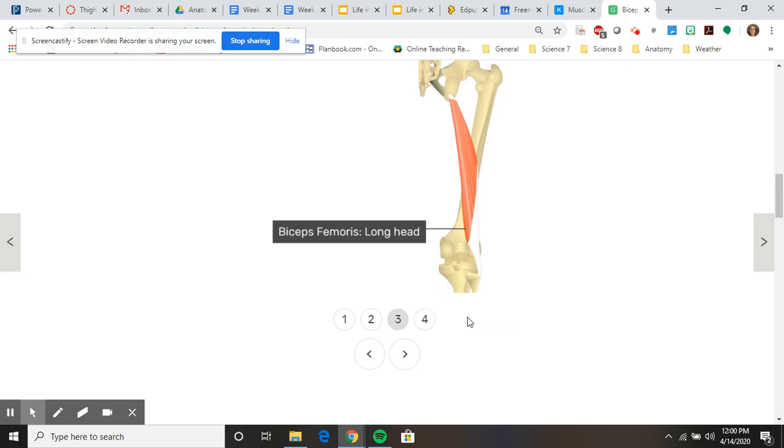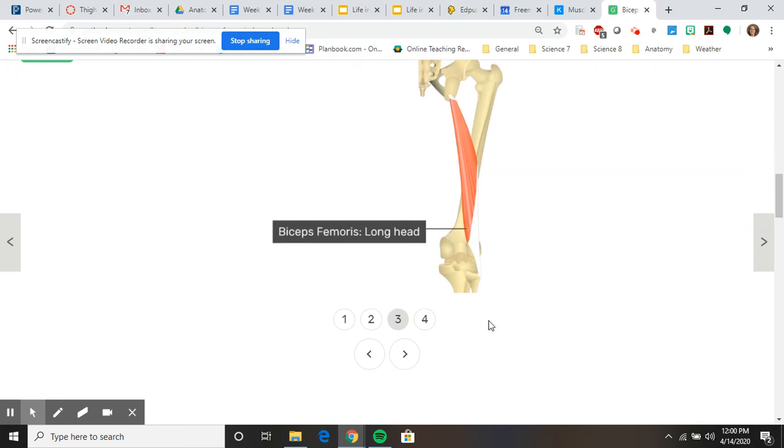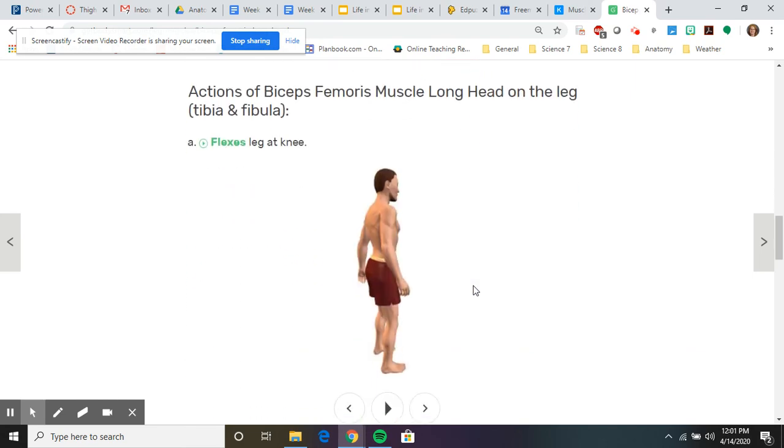The origin is the ischial tuberosity. So back here, the part of the coxal bone that you sit on, and then it inserts, it's going to go across, insert laterally on the fibula, and then part of the tibia as well. Probably the short head does that. And then it will act to flex the leg at the knee and also extend the thigh at the hip. So it'll bend your leg, but it also brings the thigh back.